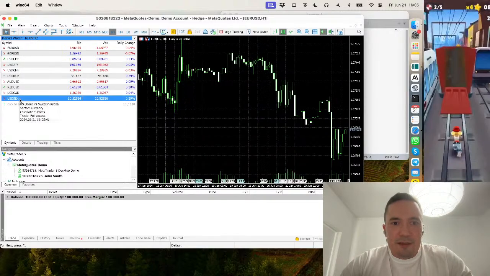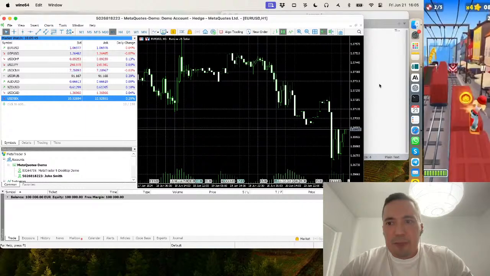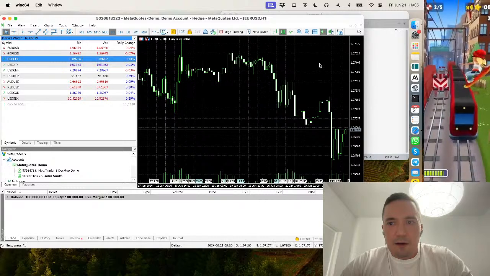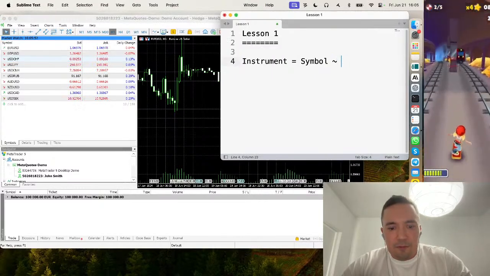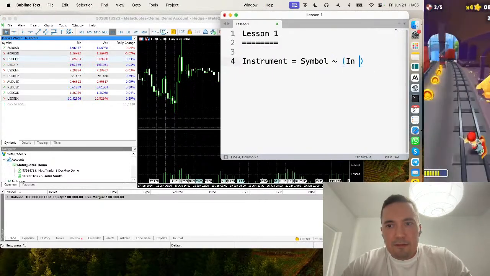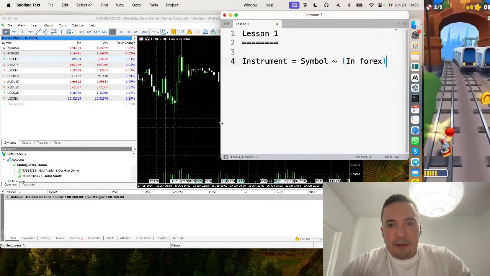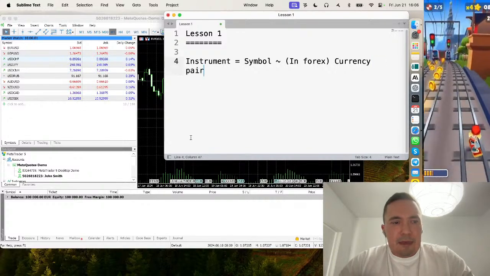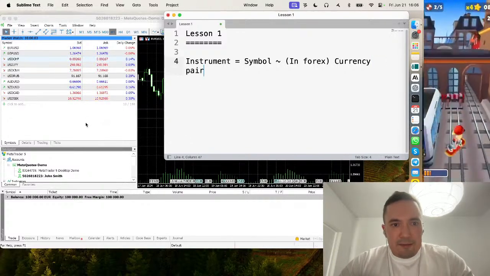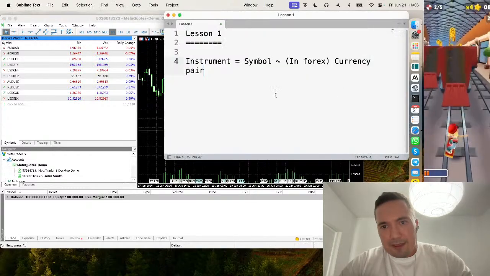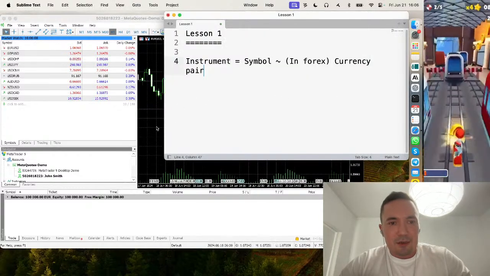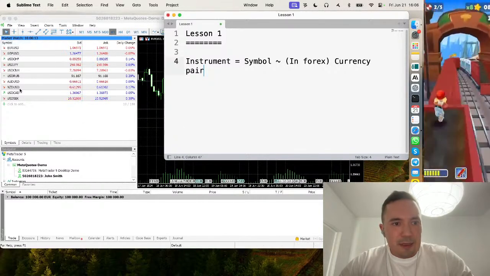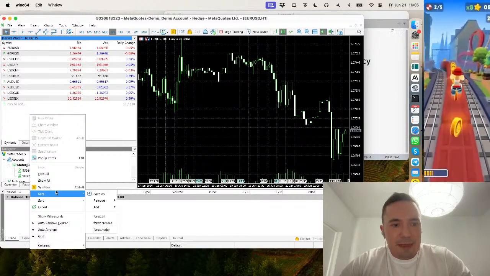These instruments are also called currency pairs. We can see each instrument is a pair of currencies. So in Forex, an instrument is the same thing as a currency pair. By the way, Forex is foreign exchange. It's just when we trade currencies for other currencies. So these are Forex currency pairs.